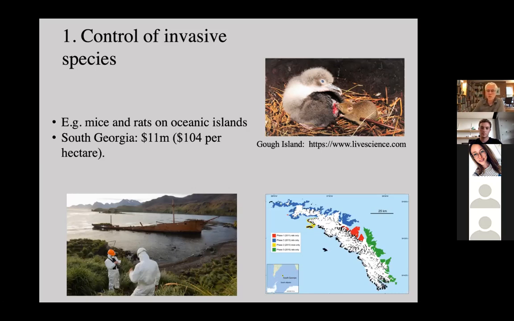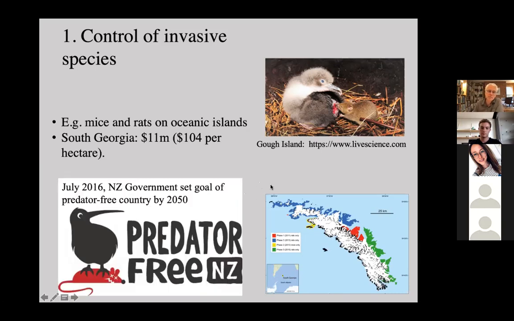So the island of South Georgia, right down here in the South Atlantic, had populations of brown rats introduced by the sealers and then whalers who went down there in the 19th and 20th centuries. And there's been a major program to eradicate those animals. And it's been done. It cost $11 million, about $100 per hectare. And it was done by spreading poison baits very densely.